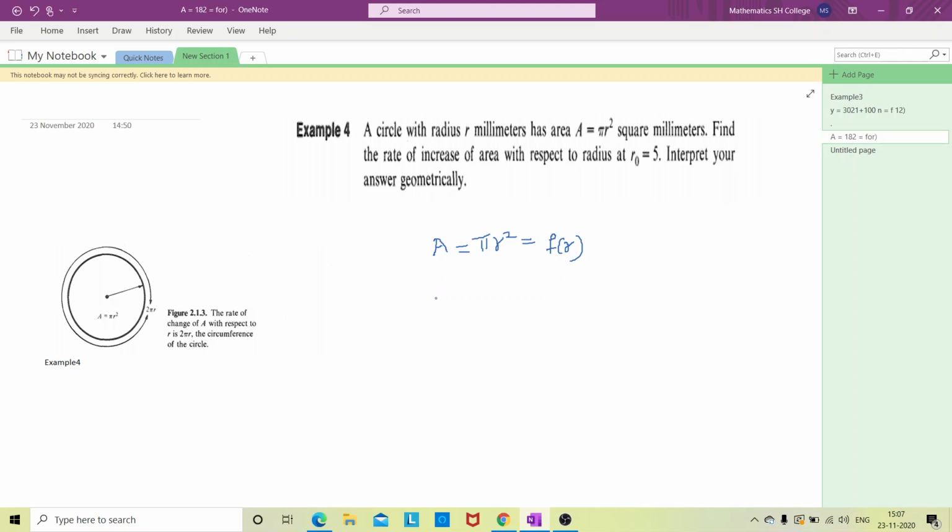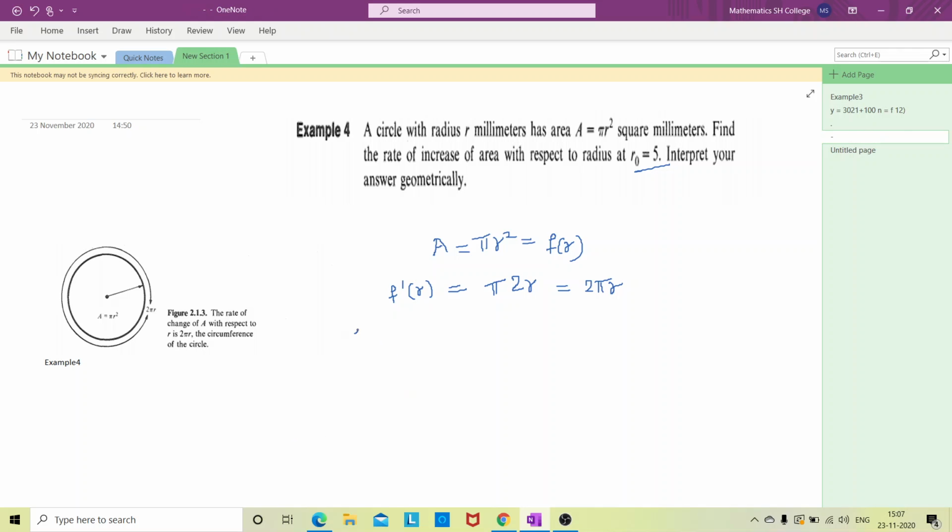So rate of increase of area. In the last section we have seen that rate of increase is nothing but the derivative. So we have to find f dash of r, the derivative of this with respect to r. Since pi is a constant, we can take pi outside. Derivative of r square is 2r. Okay, so we got 2 pi r. So f dash of r is 2 pi r. And it is given r naught is equal to 5.